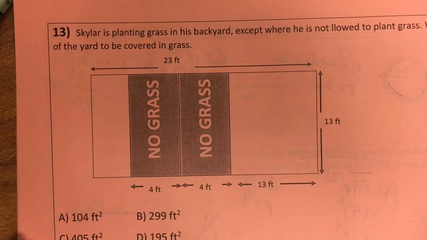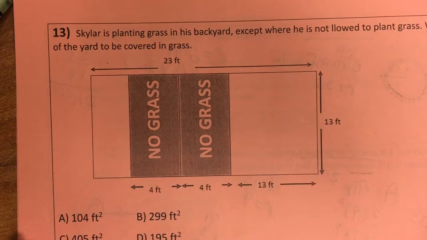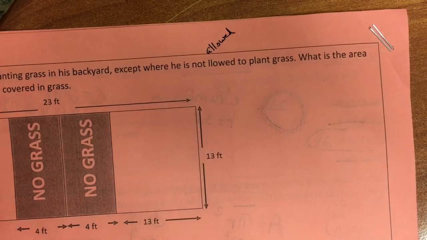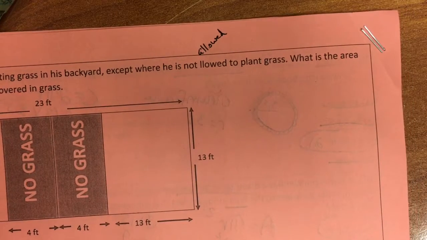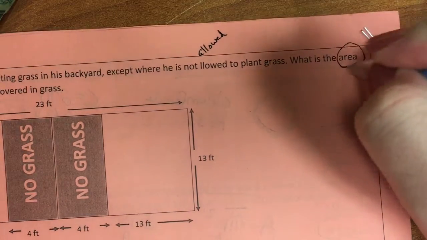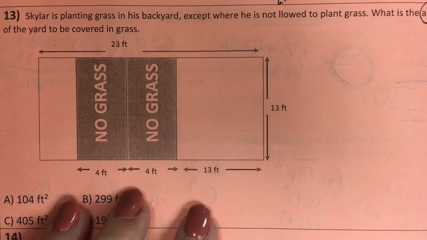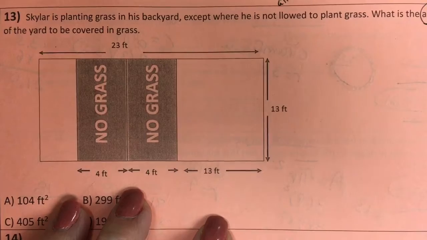Number 13. Skylar is planting grass in his backyard, except for where he is not allowed to plant grass. What is the area of the yard to be covered in grass? So here's our picture. Our shape is a rectangle.